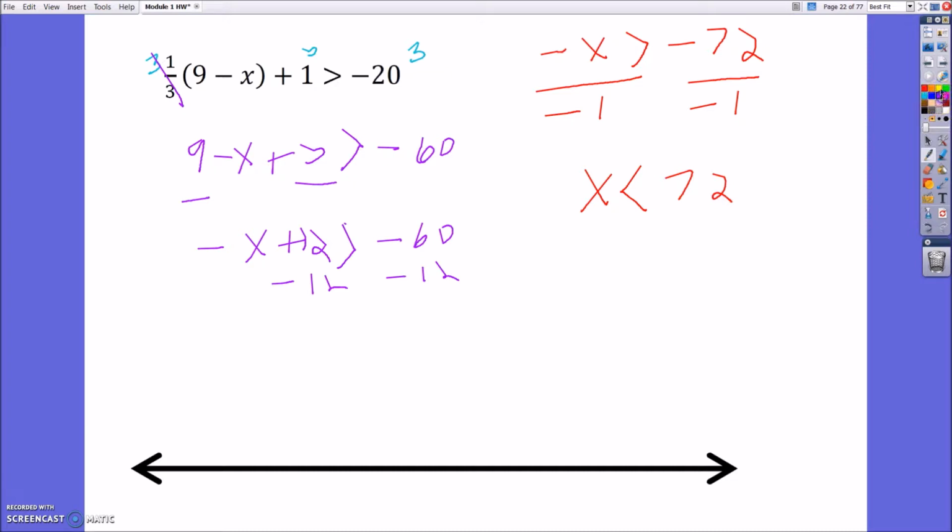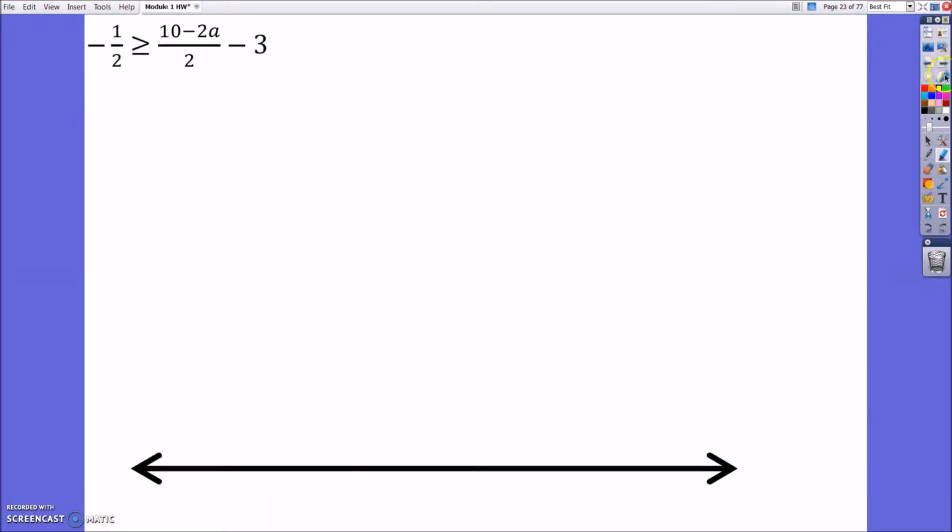So now we're going to go ahead and make a quick little number line. I'm going to put 72 right in the center, 71, 70, 73, 74, and so on and so forth. Since it's a less than, we are going to shade every number less than 72. I'm going to have an open circle because 72 is not included, and I'm going to shade to the left. So that is all these values to the left over here. Let's go ahead and look at another example.